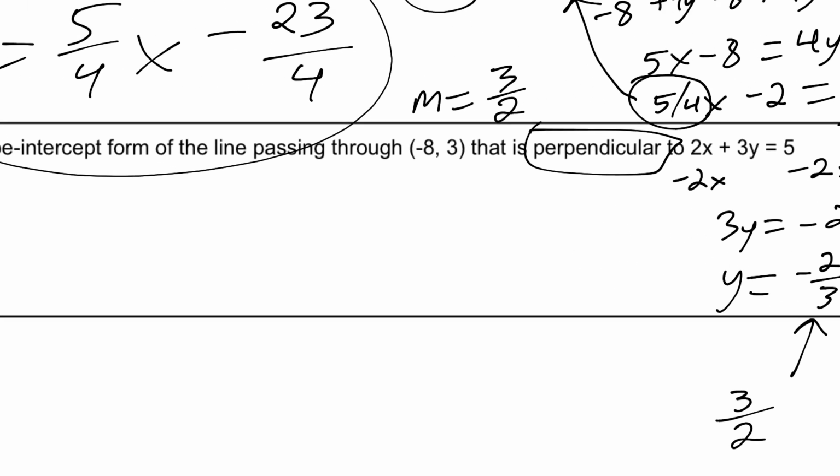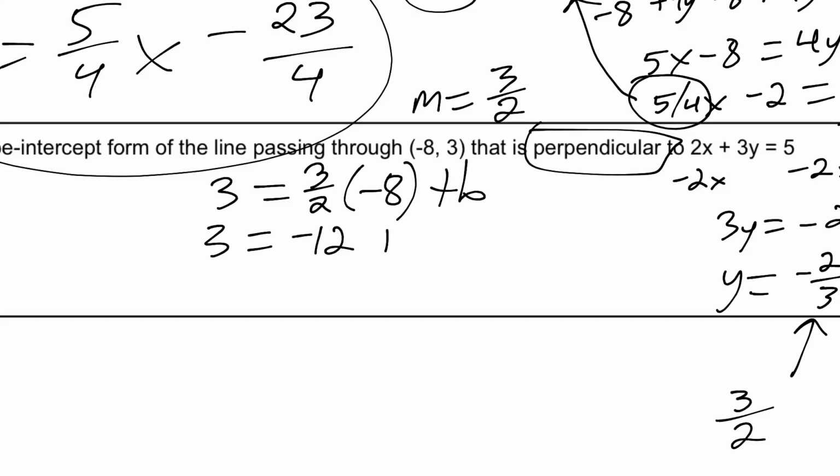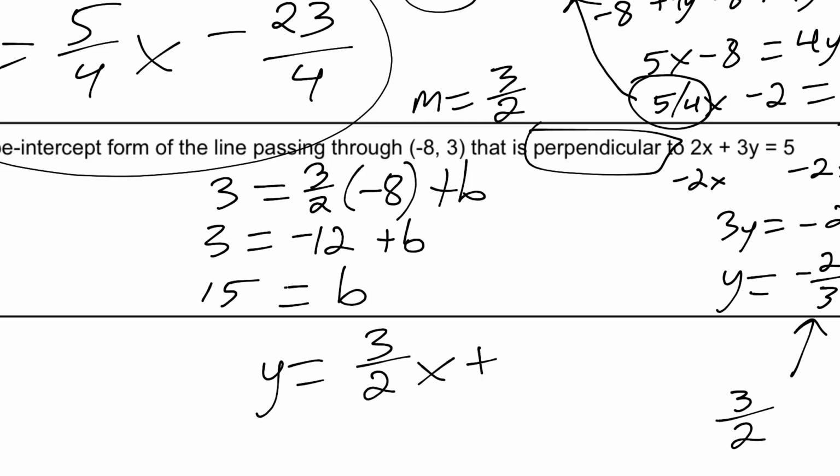Now let's take that point -8, 3 and use it. And we're going to solve our b value. This gives me that 3 is equal to -12 plus b, or 15 is equal to b. If I put it all together, I have 3/2 x plus 15.